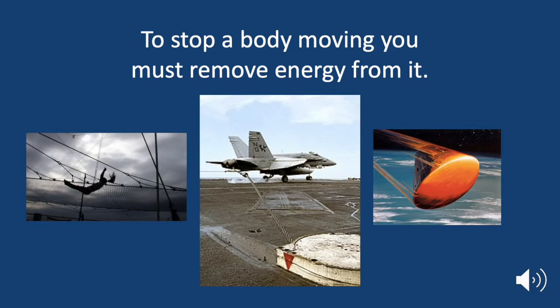Equally, kinetic energy can be removed from a moving object. A trapeze acrobat can have her kinetic energy removed from her as she falls into the net, and it becomes elastic potential energy in the net. A fighter jet can have its kinetic energy removed by the arresting cord as it lands on the aircraft carrier, and then it becomes elastic potential energy and heat. A rocket capsule entering back into the Earth's atmosphere after being in orbit can be slowed down as its kinetic energy is transformed into heat due to the friction it experiences going through the atmosphere.